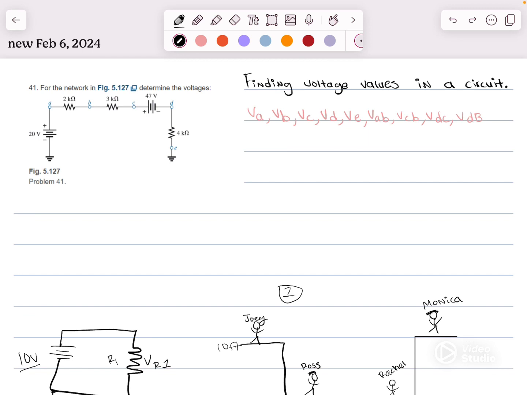Find the voltage values in our given circuit. As we can see in this question, they want us to find a lot of voltage values, and we're working with this circuit over here, question 41.